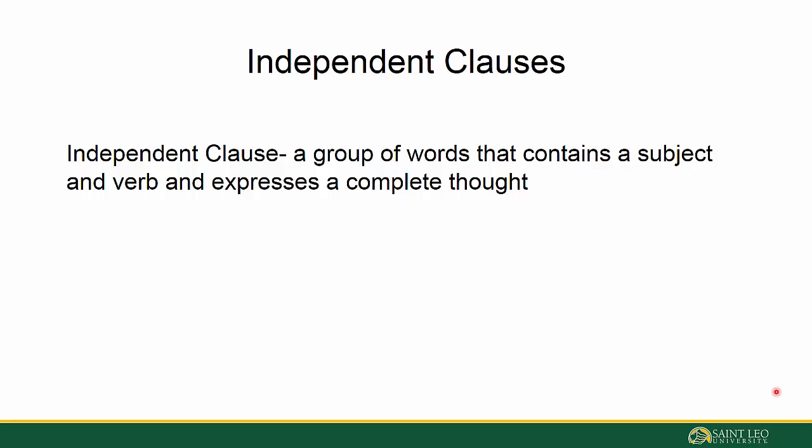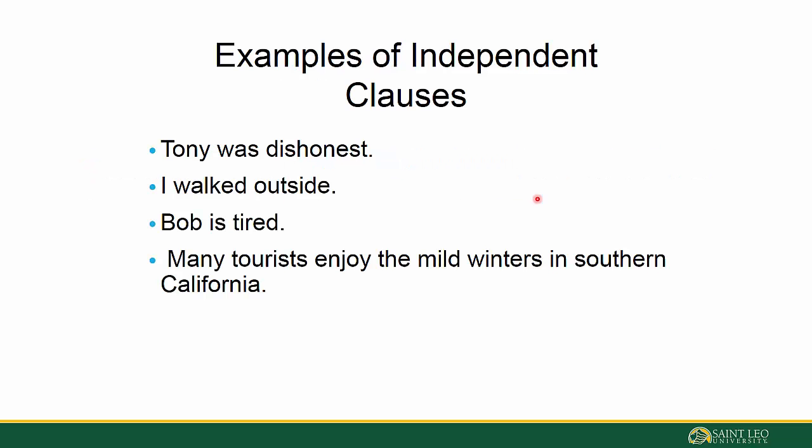To begin, let's talk about independent clauses. An independent clause is defined as a group of words that contains a subject and verb and expresses a complete thought. Some examples of independent clauses are: Tony was dishonest. I walked outside. Bob is tired. Many tourists enjoy the mild winters in Southern California.